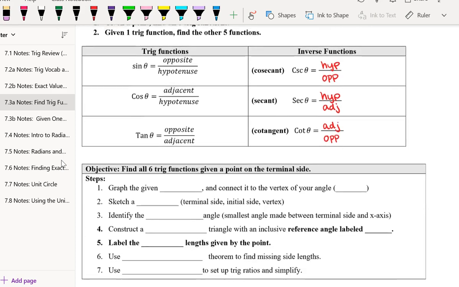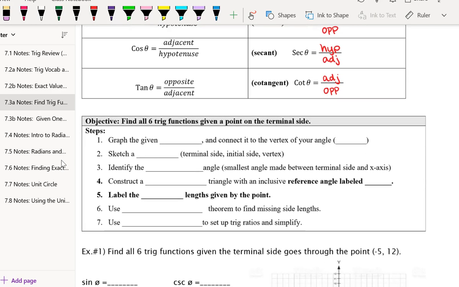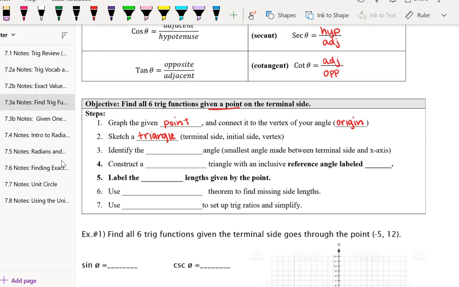Okay, so the first thing that we're going to do is I'm going to give you a point on the terminal side. So we are going to graph the given point, and then we're going to connect it to the vertex of my angle, which is at the origin. Okay. Then we're going to sketch a triangle using that terminal side, initial side, and the vertex.